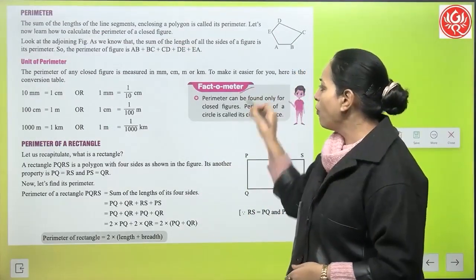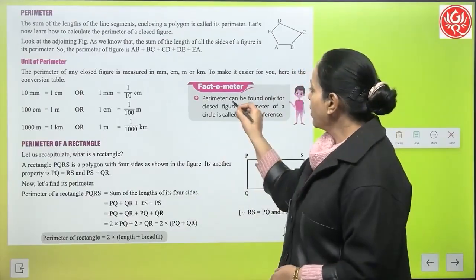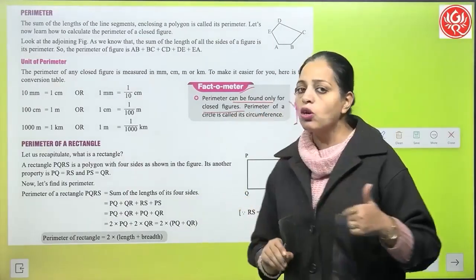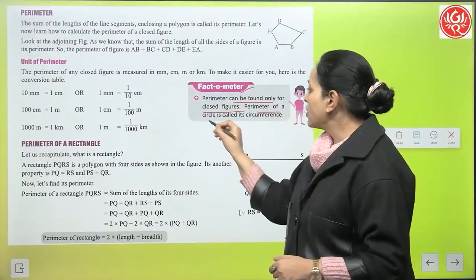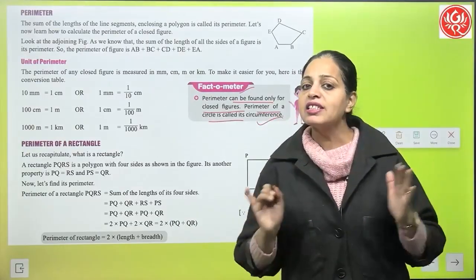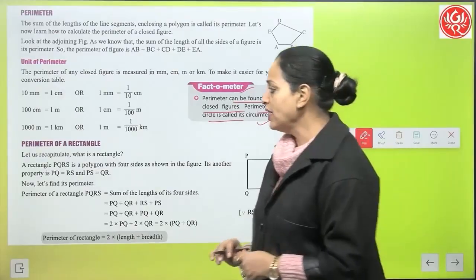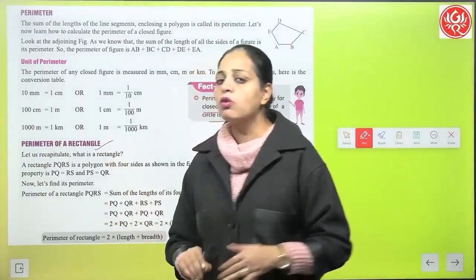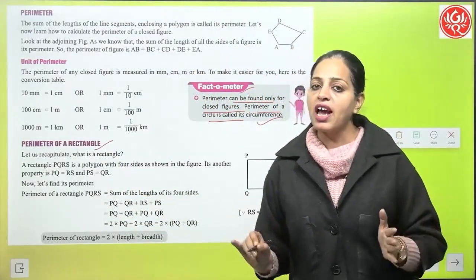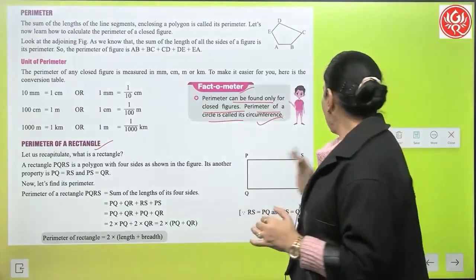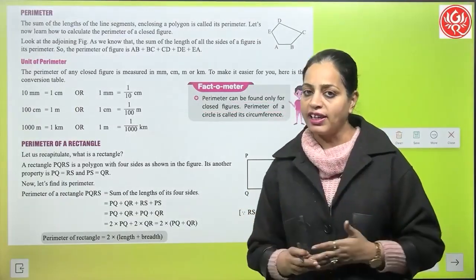Okay. Now fetch your meter. Perimeter can be found only for closed figures. Perimeter of a circle is called its circumference. Right? Now we are talking about perimeter of a rectangle. अब एक rectangle है, उसका हम perimeter कैसे find करेंगे?